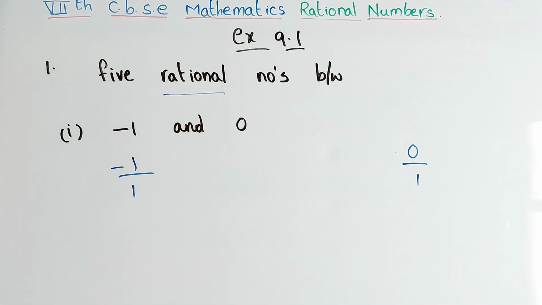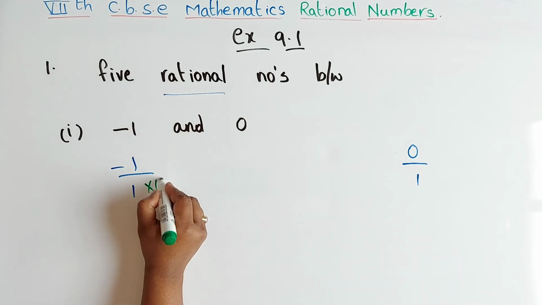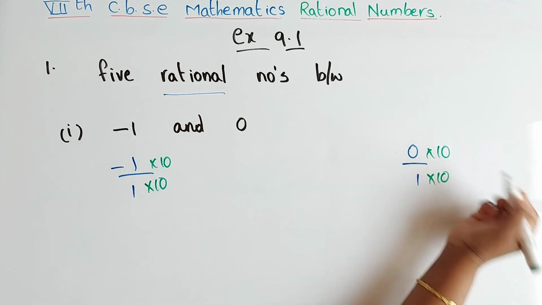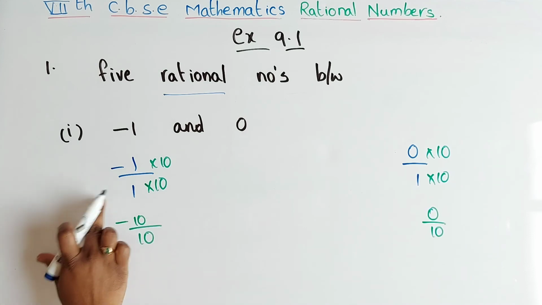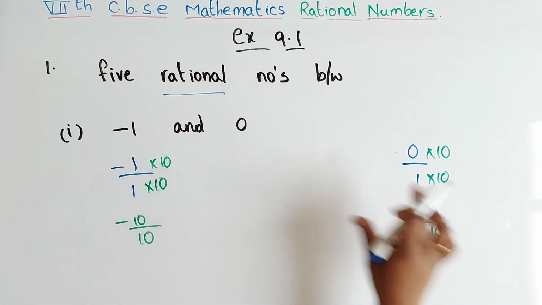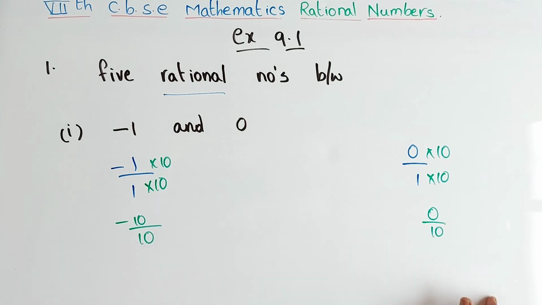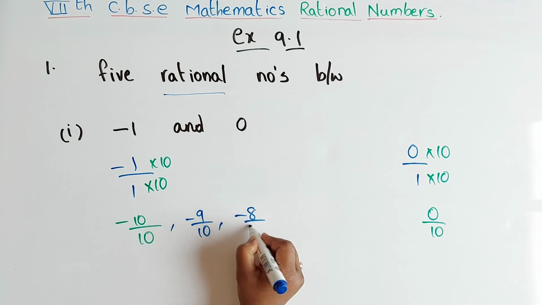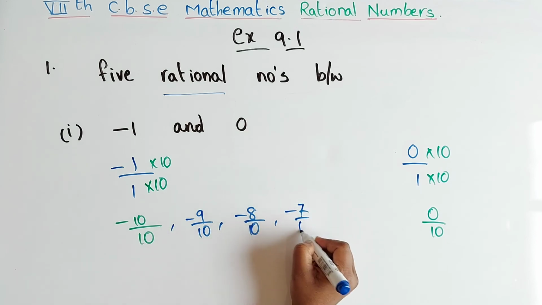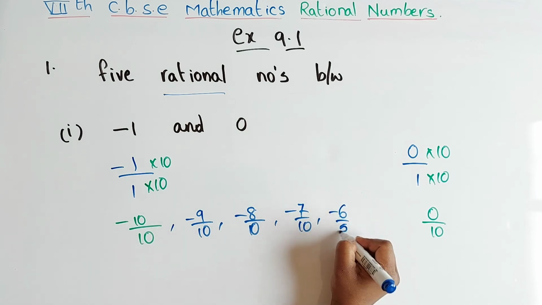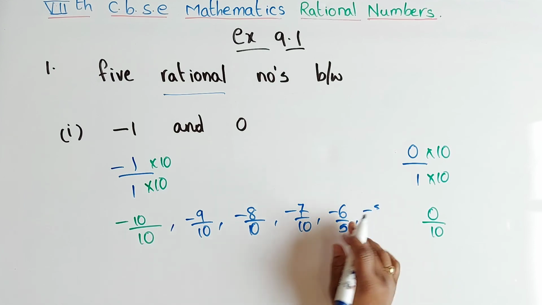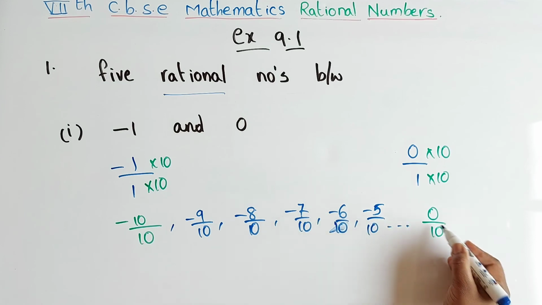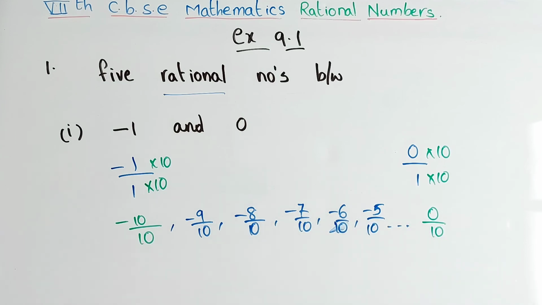Let's multiply the denominator with 10 here, and for this one also. Correct, children? So now minus 1 became minus 10 by 10 and 0 became 0 by 10. Now we'll write the rational numbers in between. Minus 9 by 10, minus 8 by 10, minus 7 by 10, minus 6 by 10, minus 5 by 10. You can write so on until 0 by 10. Right, children?